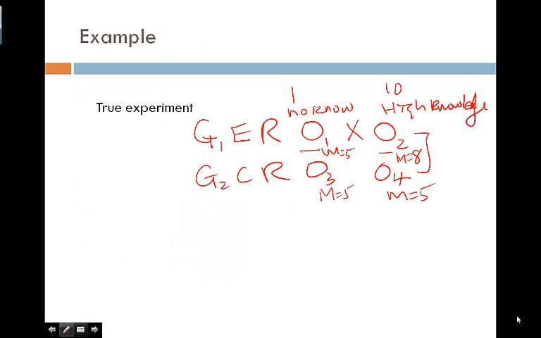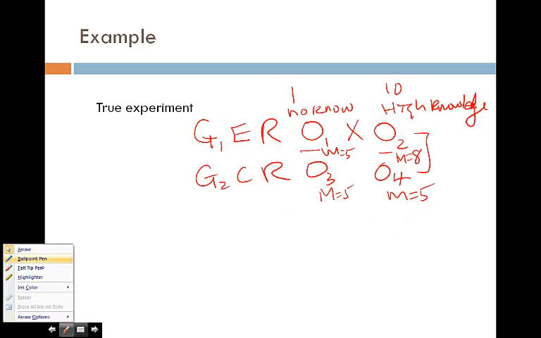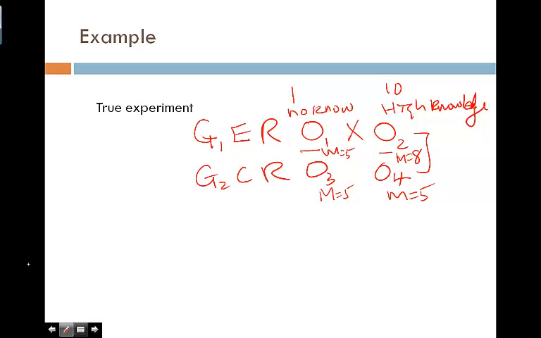Here's a true experiment. Sometimes we call it the classical experimental design. First, we have group 1. E refers to the experimental group. R means randomization. Group 2 is the control group, and R means randomization. O1 means observation 1, or what we call the pre-test. O2 is the post-test, observation 2.